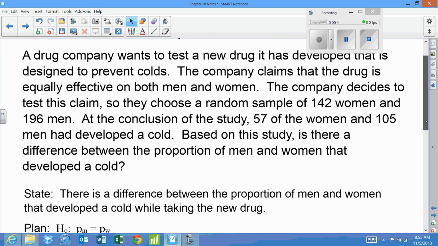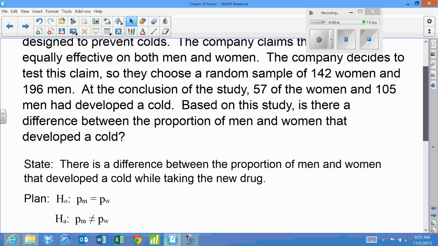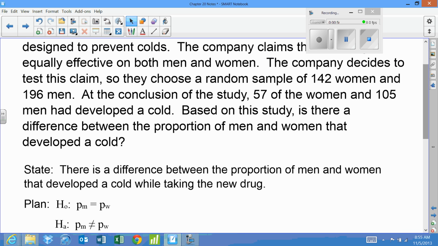So our hypothesis, since we're doing proportions, we're going to look at p's instead of mu's. And just like a one proportion test, this time we're going to be comparing two separate proportions to each other. Our null is going to be that the proportion of men equals the proportion of women, meaning that they have the exact same proportion that are developing colds, whereas our alternative is that no, we think that there is a difference, so we're going to do not equal.